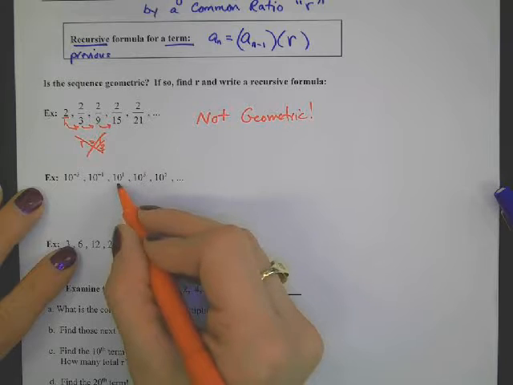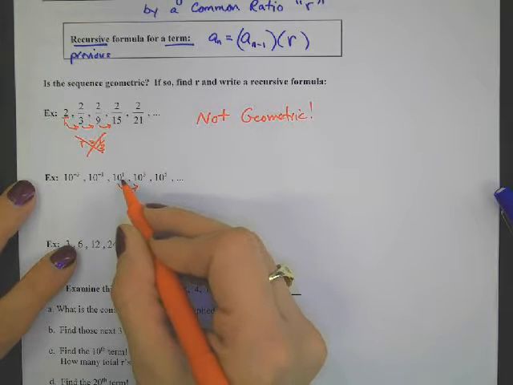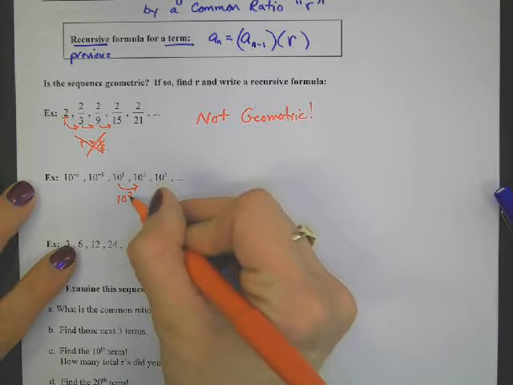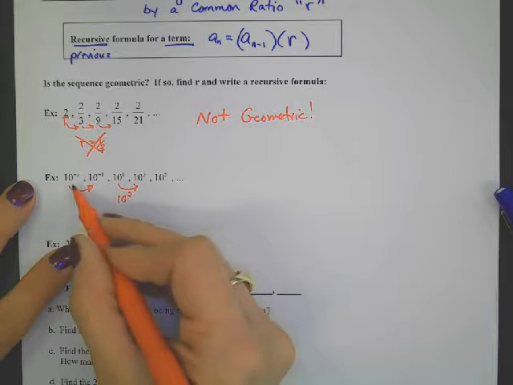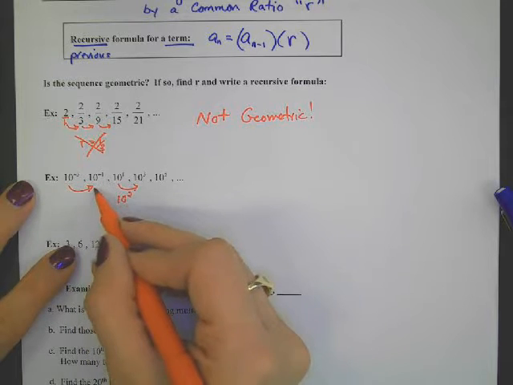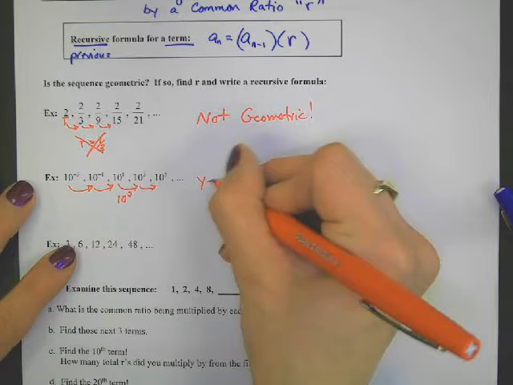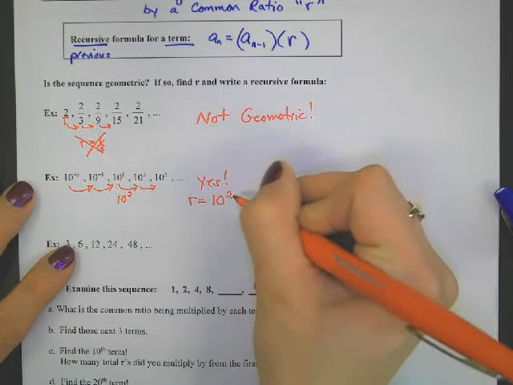Well, sometimes it helps to look over here to see if you could figure out what happened. From a power of 1 to a power of 3, it looks like they got multiplied by 10 squared. Was this 10 squared? 2 more 10s? Yes! Yes, this one is geometric. The R is 10 squared.